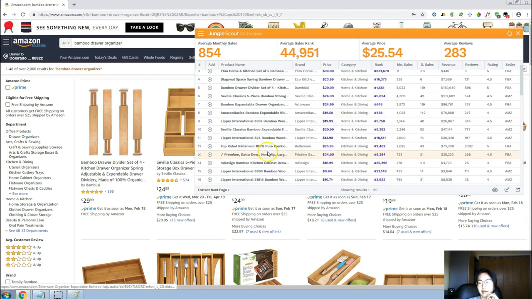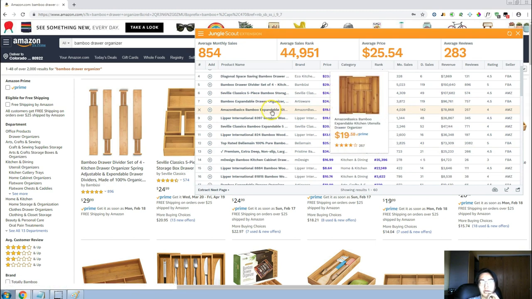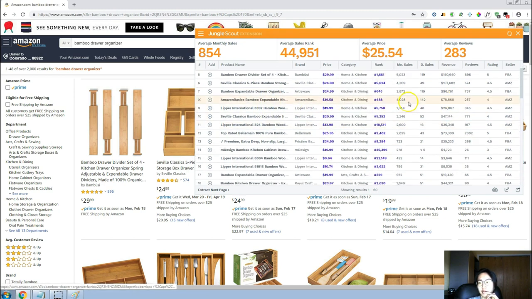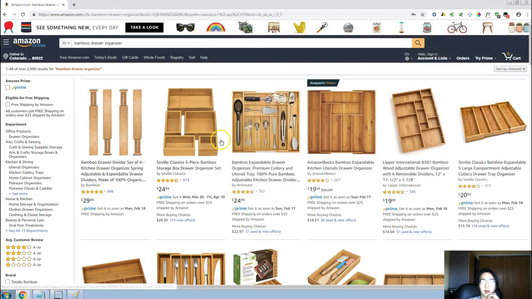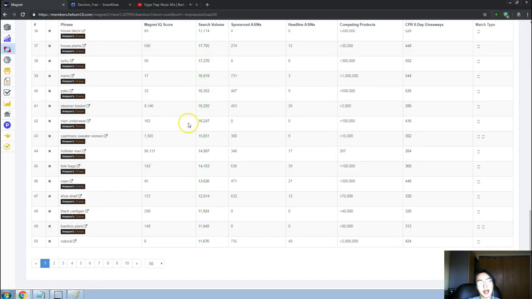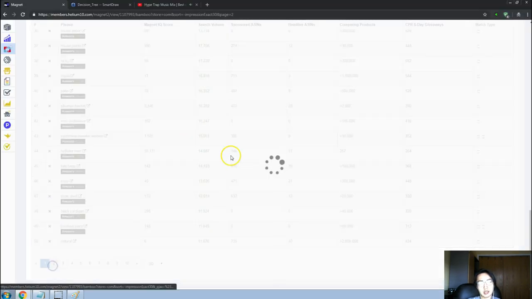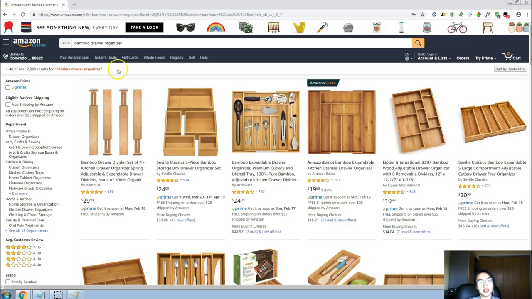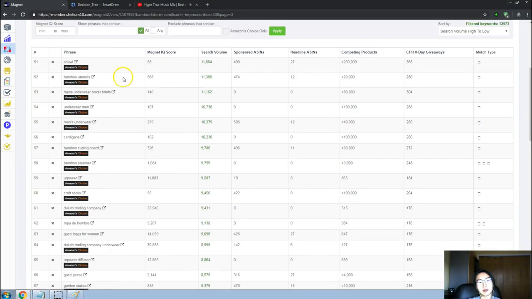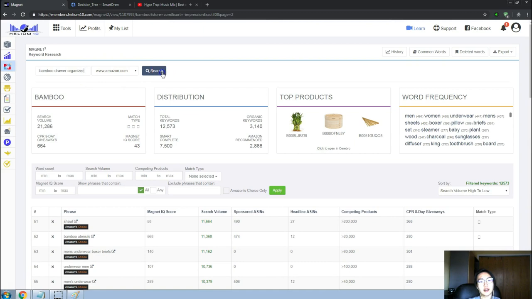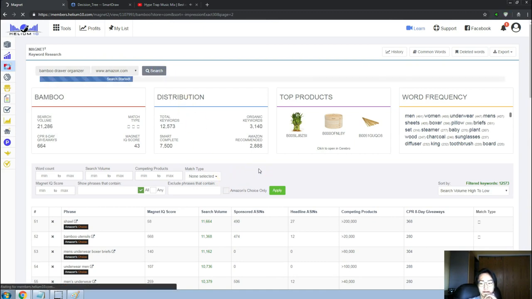Yeah, really, really competitive. Has potential, but too competitive, especially for your first product, unless you can come up with a really good way to differentiate it. And even then, it's still competitive because you still have to get on the first page. Pass. But you know what you could do? You could copy this, enter it into Helium 10, and it comes up with all kinds of different products.